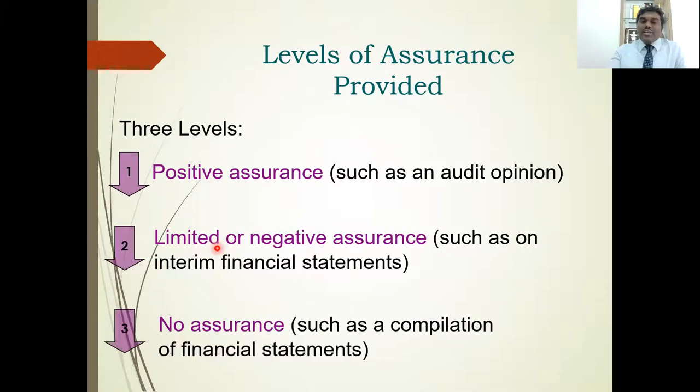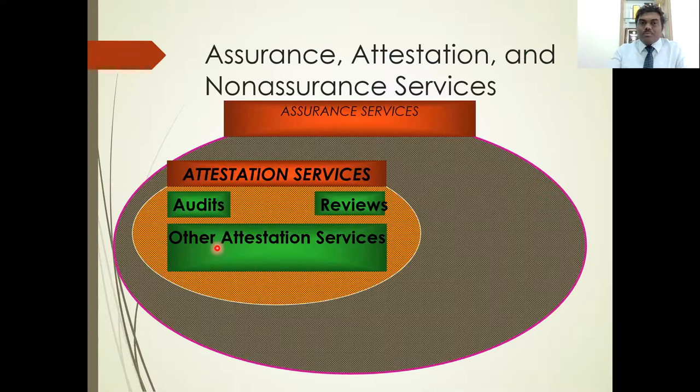So what are the typical levels of assurance which is given? This is just a perspective. Positive assurance saying that, okay, everything looks fine. Limited or negative assurance, normally we call it as review. We don't call it as audit. Or sometimes there's no assurance, such as agreed upon procedure which we perform.